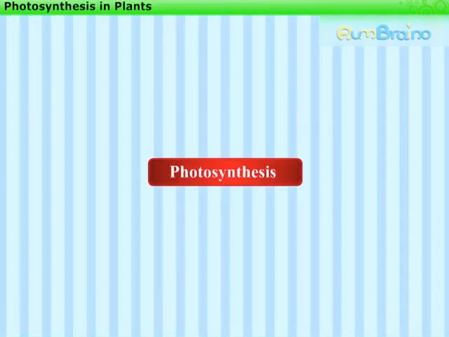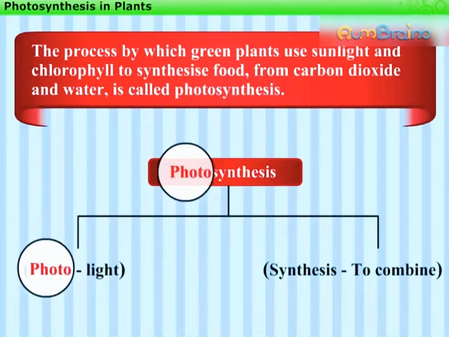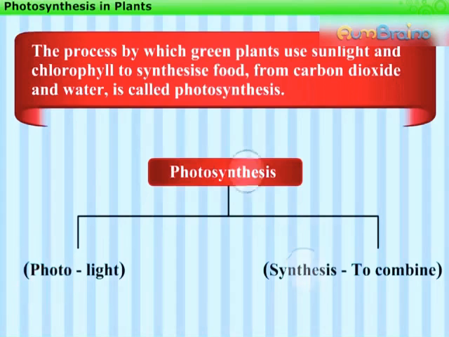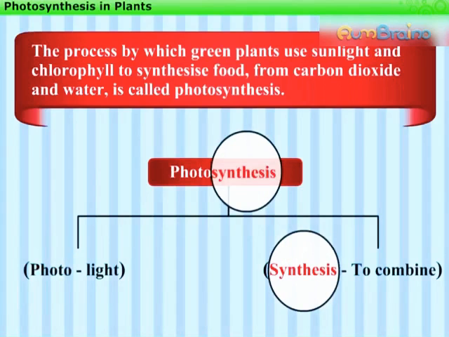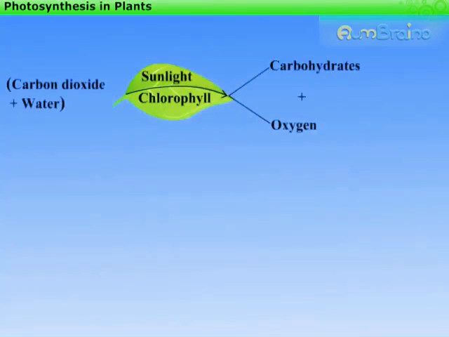Do you know what is photosynthesis? The process by which green plants use sunlight and chlorophyll to synthesize food from carbon dioxide and water is called photosynthesis. Where photo means light, and synthesis means to combine. This process can be represented by the following equation.